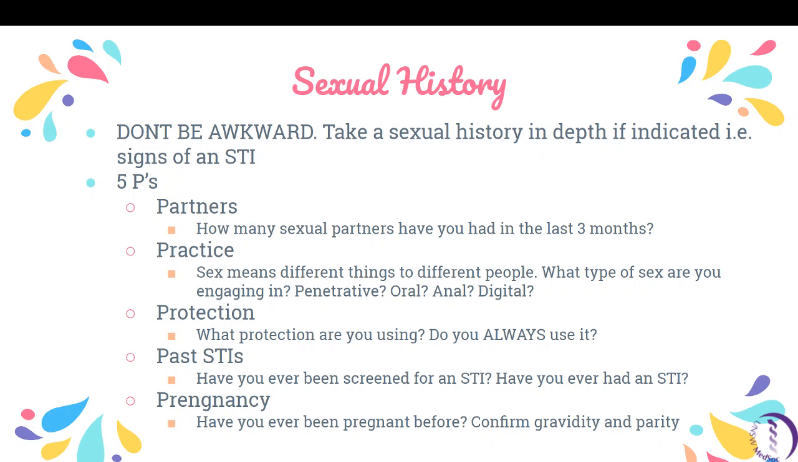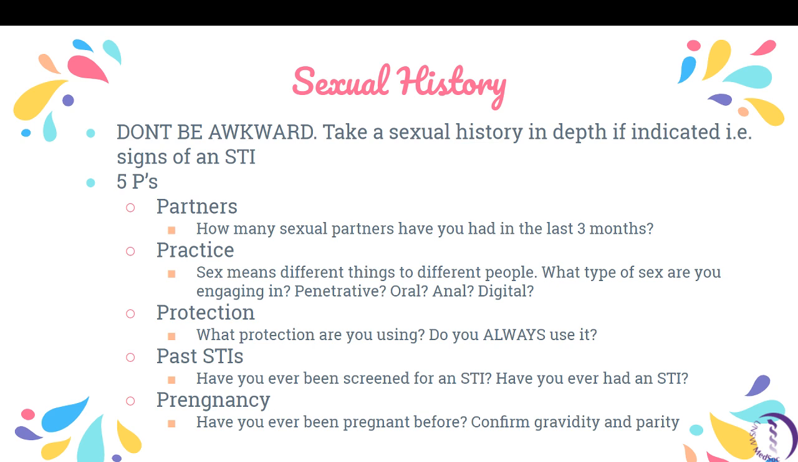All right, so when you're taking a sexual history, the main important thing is don't be awkward. If you're awkward, the patient's going to be awkward, the assessor's going to be awkward, the whole situation is going to be awkward, okay? So like I said at the start, there's a reason why you're asking these questions. It's because the patient is presenting with a complaint, and you're trying to figure out their full medical history so you can help them alleviate this, okay?